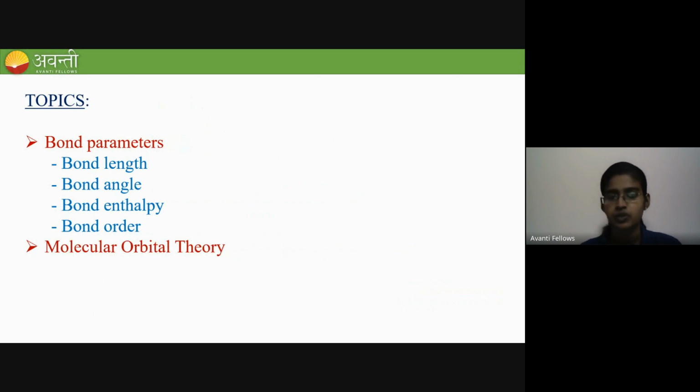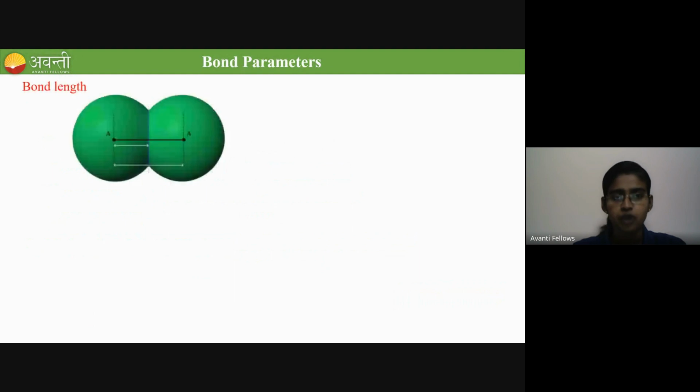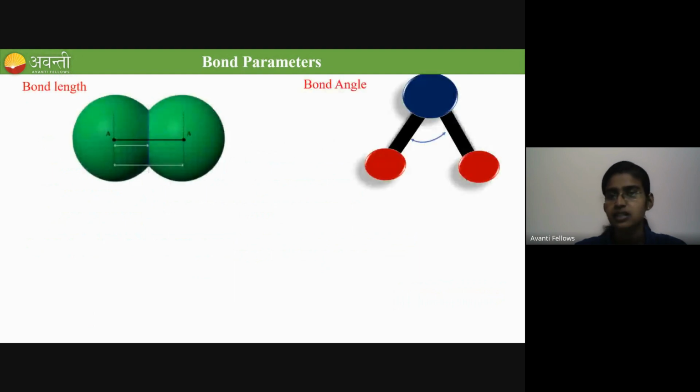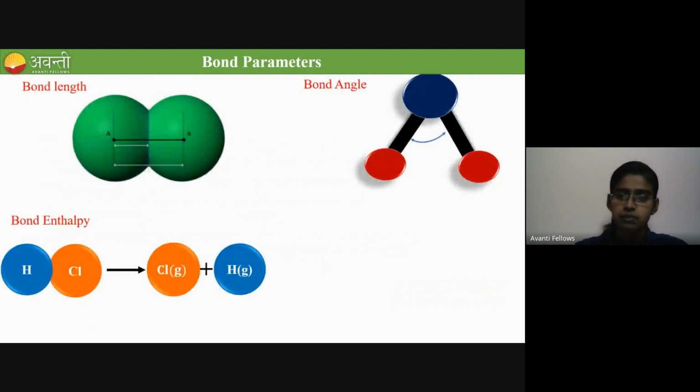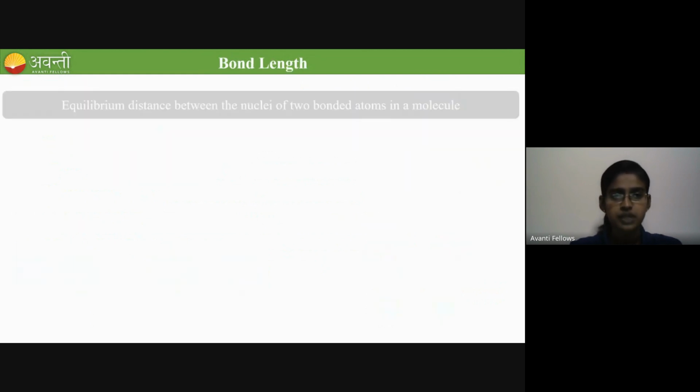Okay, so I'll start with bond parameters. There are 4 bond parameters: the first one is bond length, the second is bond angle, third is bond enthalpy, and the fourth is bond order. Okay, so moving from the first, that is bond length, from the picture that is given here itself, you can understand what is bond length and the other bond parameters, but we will discuss in more detail each topic. Okay, so what is bond length?